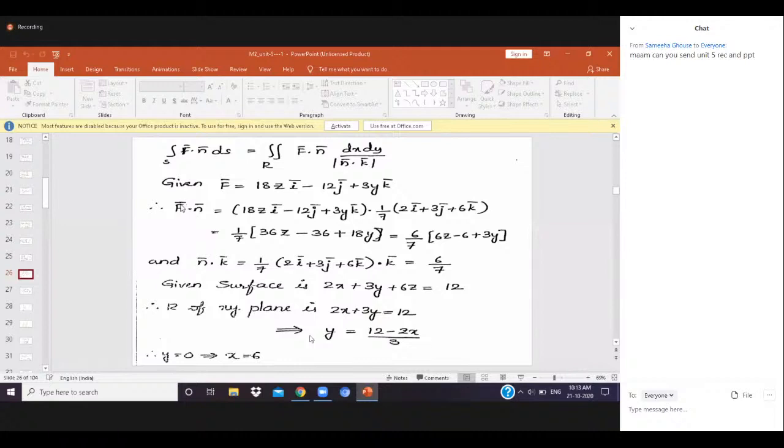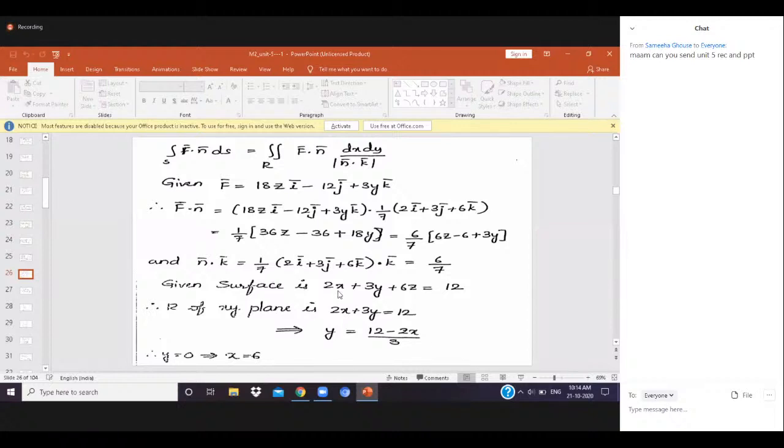Then we are calculating f bar dot n bar. After calculating f bar dot n bar, that value becomes 1 by 7 into 36z minus 36 plus 18y. So 6 we are taking common out, it becomes 6 by 7 of 6z minus 6 plus 3y after simplifying f bar dot n bar. Next we are calculating n bar dot k bar. So n bar is given as 1 by 7 of 2i bar plus 3j bar plus 6k bar dot k bar, it becomes 6 by 7.